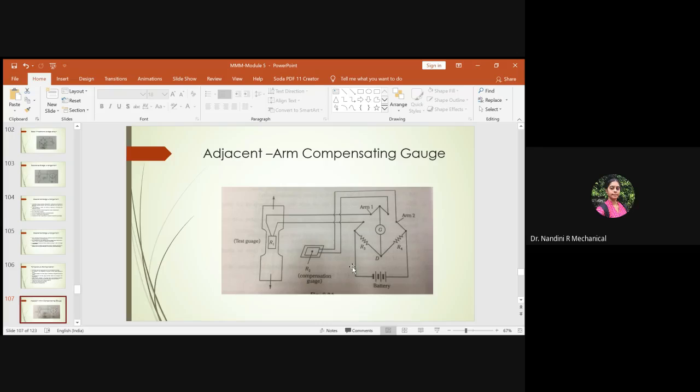This is a sketch of how an adjacent arm compensating gauge looks. In the previous strain gauge, we had a strained gauge here and a gauge for the unstrained material. In the case of the adjacent arm compensating gauge, the unstrained material is replaced by a compensation gauge in order to overcome the effect of the external temperature, so that the measured strain will not vary with temperature and will be independent of the temperature parameters. To get the required output independent of temperature, we use a compensation gauge instead of the resistor R2, and this is the regular test gauge we had.